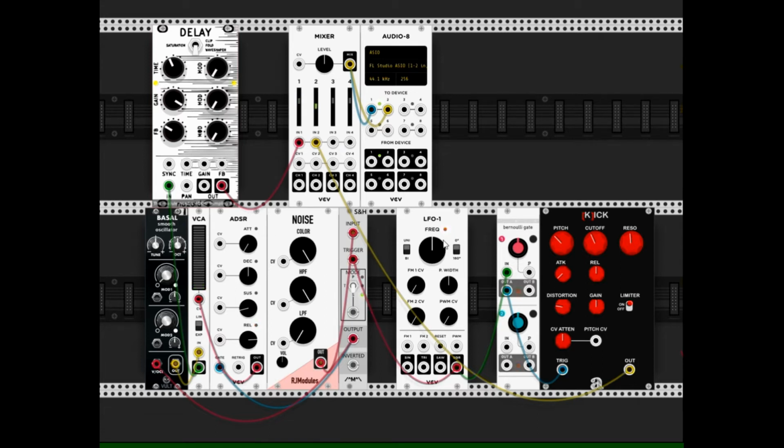The trigger comes, as I said, from the LFO, and the output of the sample and hold unit does two things. It opens the VCA, and it determines the pitch of the sound, which is generated by Basel. From there it goes to the VCA, which is opened by the ADSR, and the ADSR gets its gate from the sample and hold unit. From the VCA it goes to a delay before it goes to the mixer and the main audio out. A delay only to make it at least a little bit nicer.